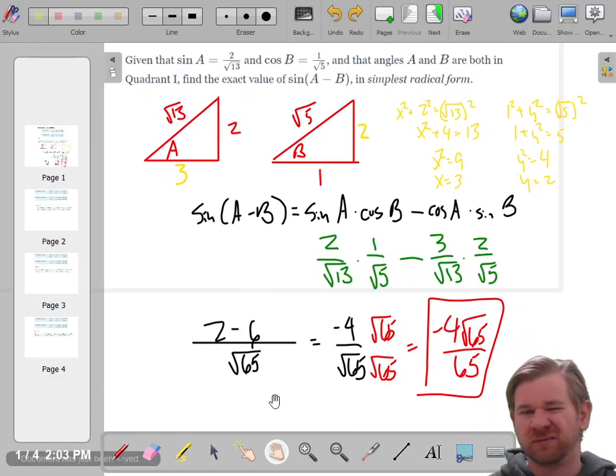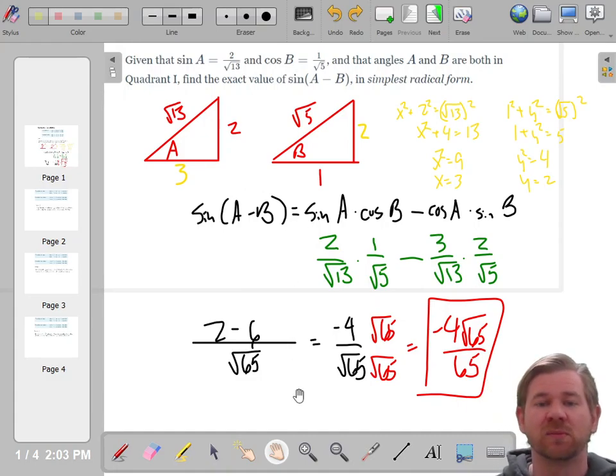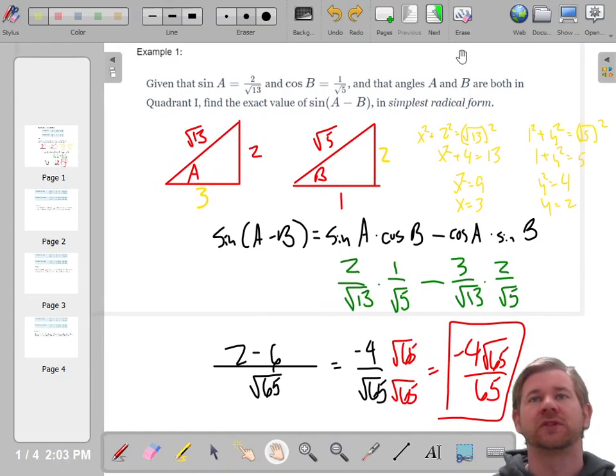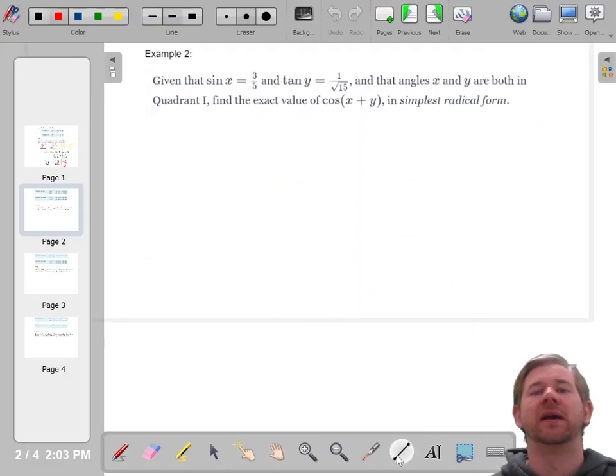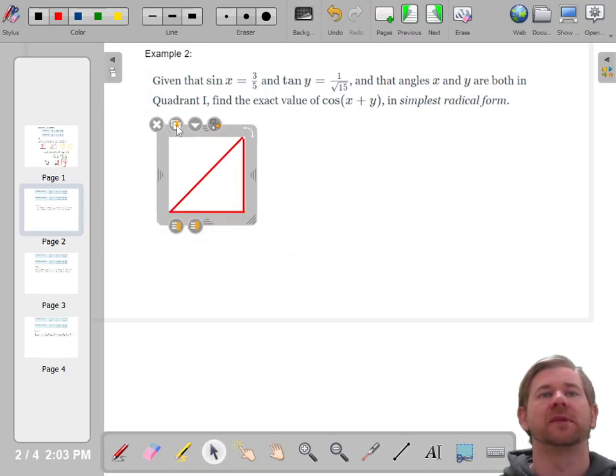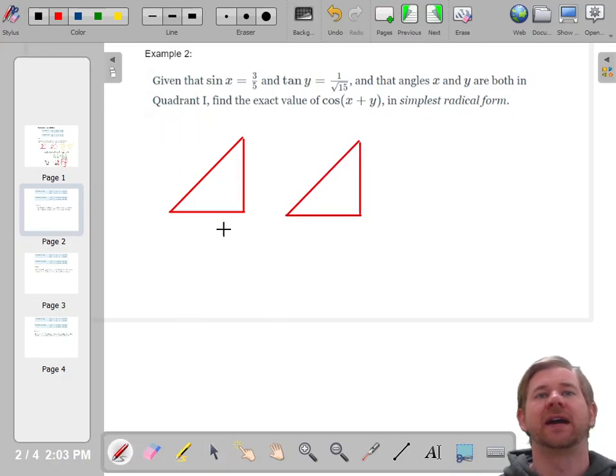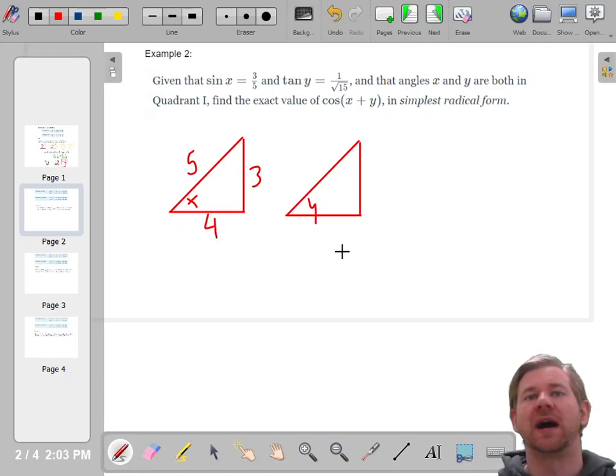This arithmetic shouldn't be too terribly difficult most of the time, but we'll see that sometimes you have a little bit more to do. So let's try another one. I'll keep those formulas up there, but I'm going to draw 2 helper triangles, and we'll see how this goes. So I'm just going to copy that. There you go. Okay. The sine of x is 3/5. Now I can do this one in my head. That's a Pythagorean triple. That's 4. The tangent of y is 1 over radical 15.